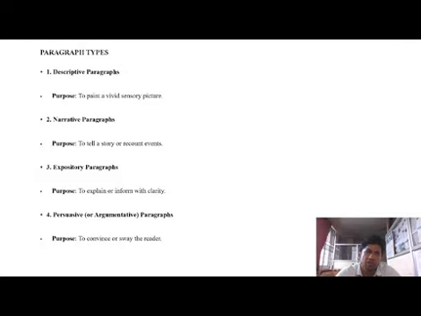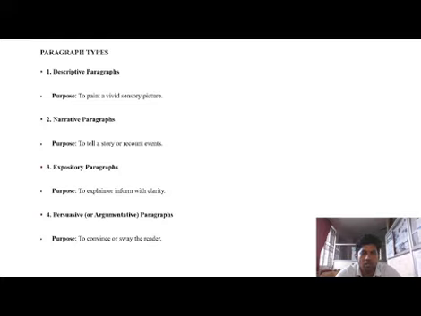So we have got a lot of paragraph types in English language. The first one is a descriptive paragraph. So the purpose of descriptive paragraph is to paint a vivid sensory picture. For example, if you are reading a novel, then the novel gives you a clear imagination or clear picture about what you are reading. So the next type is a narrative paragraph. The purpose of narrative paragraph is to tell a story or recount events. So it narrates whatever happened in the past.